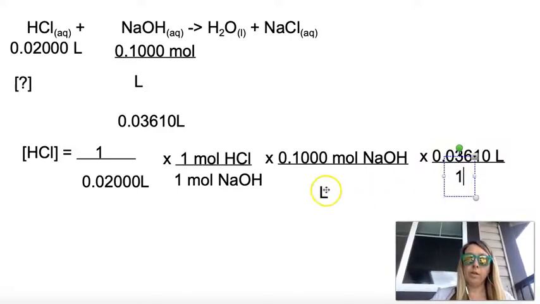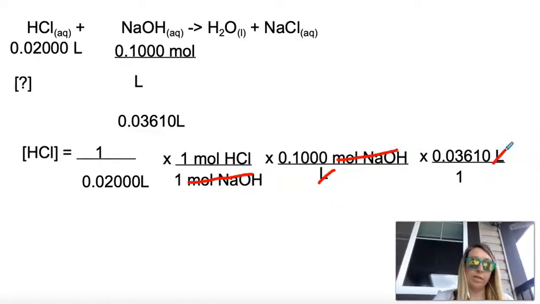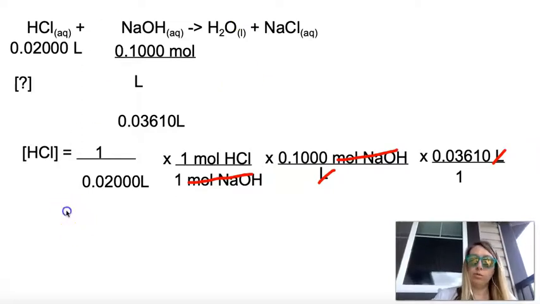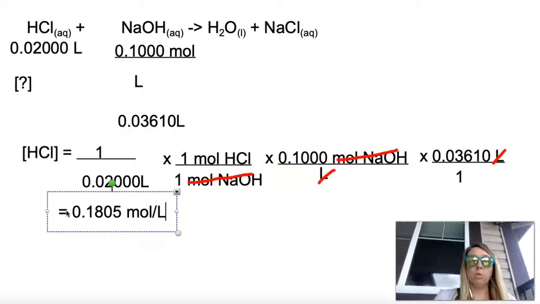Okay, so looking at our units, we should be able to cancel out some stuff. So we should be able to get rid of moles of NaOH and liters over here. And then we can calculate what that concentration is. And we get that this is equal to 0.1805 moles per liter. Okay, so this part of the calculation looks the same. The only different part was kind of how we generated some of these numbers.